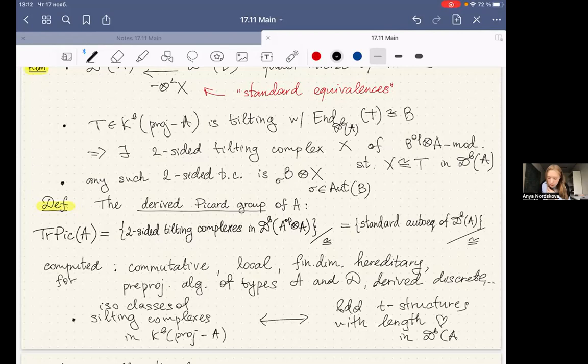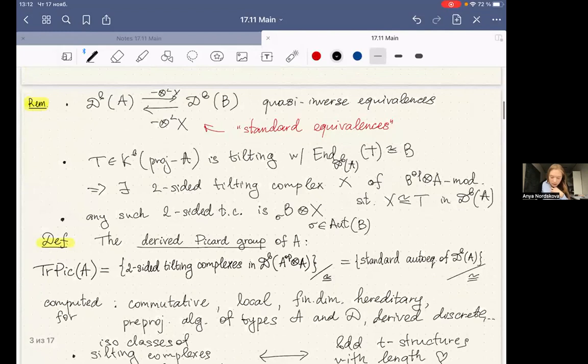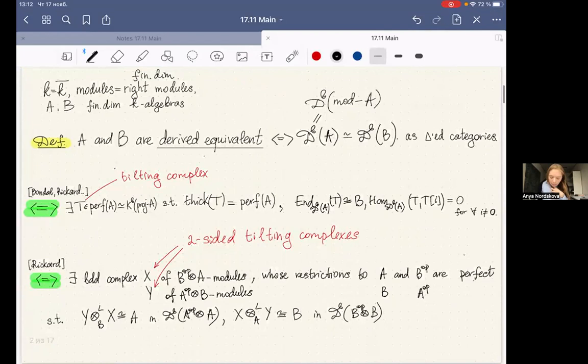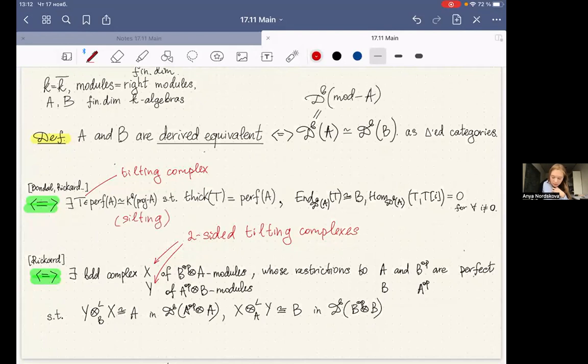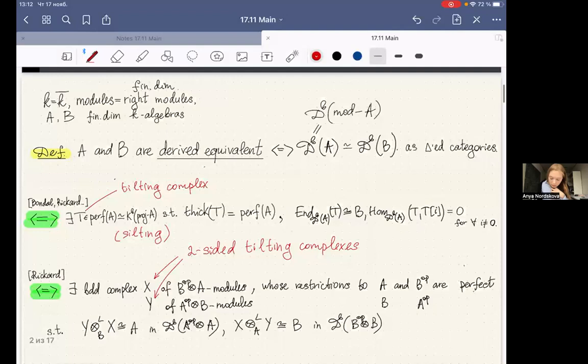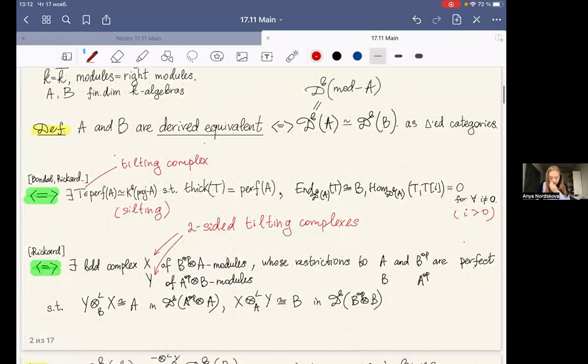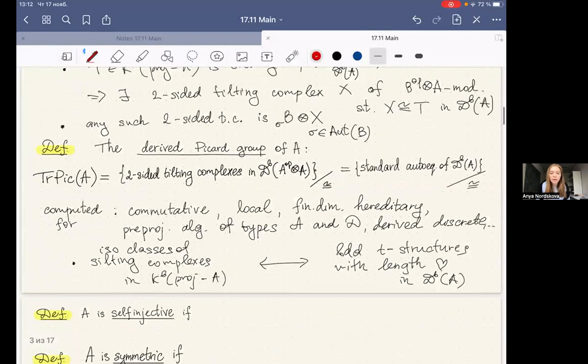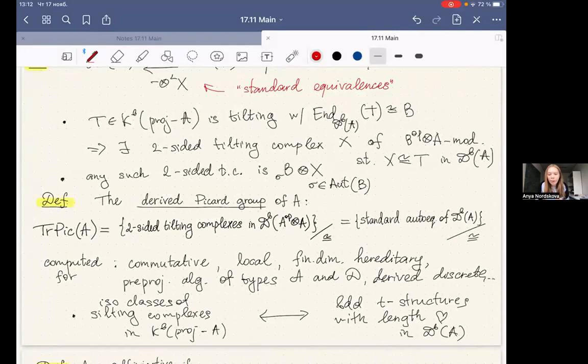and a silting complex is the same as tilting, but here I allow negative self-extension. So I should replace "Ext^i not equal to zero" by "Ext^i greater than zero". Yes. So this might be an additional motivation, because classifying tilting complexes is connected to classifying t-structures in the derived category.